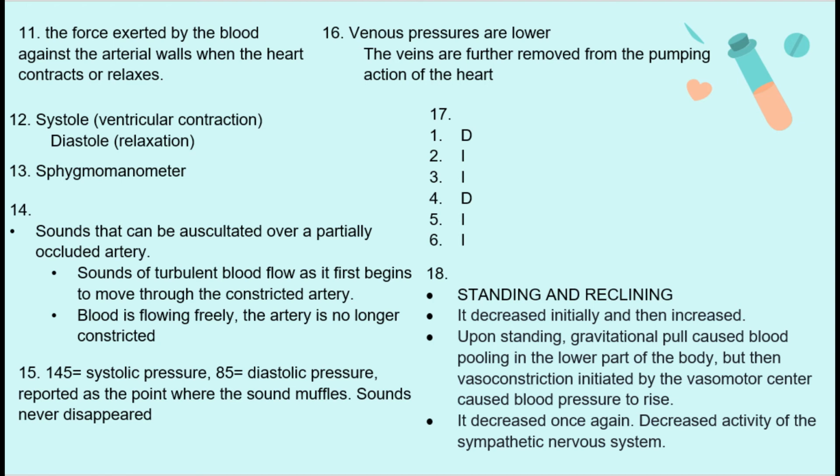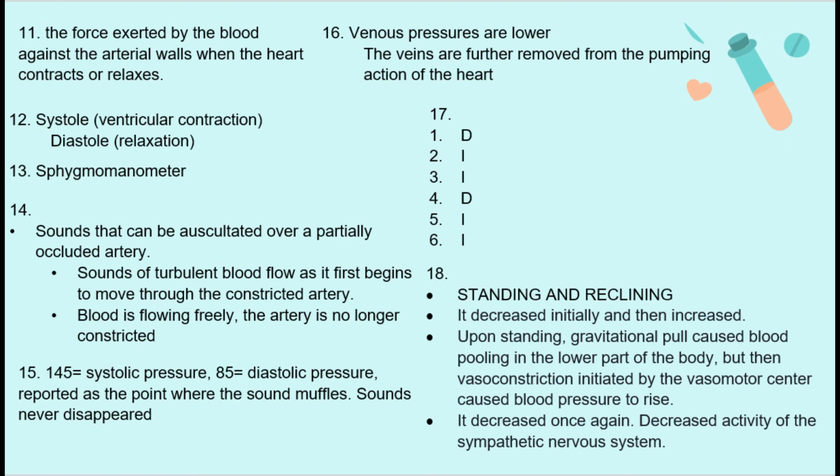12. Identify the phase of the cardiac cycle to which each of the following applies: systolic pressure, systole, ventricular contraction; diastolic pressure, diastole or relaxation. Number 13, what is the name of the instrument used to compress the artery and record pressure in the auscultatory method of determining blood pressure? Our answer is sphygmomanometer. Number 14, what are the sounds of Korotkoff? Our answer is sounds that can be auscultated over a partially occluded artery.